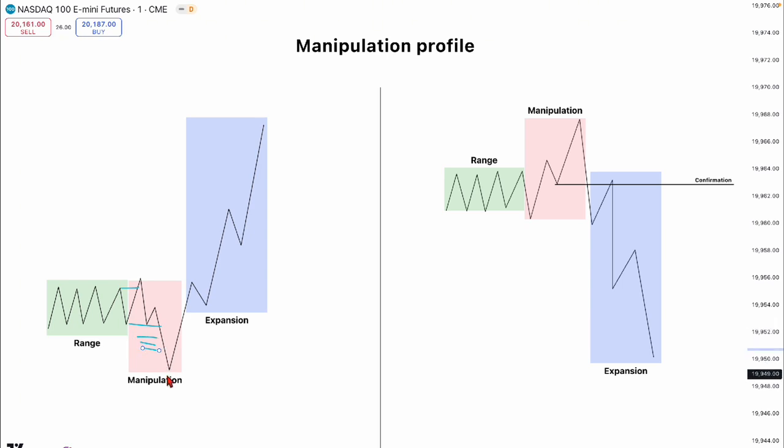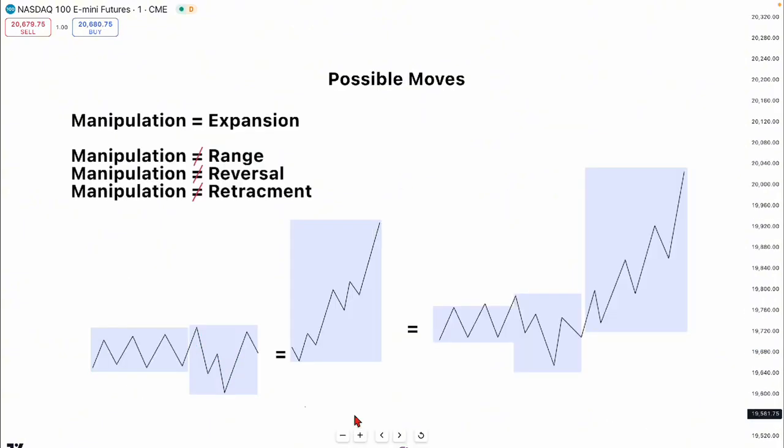A practical solution is to wait for the manipulation profile to end before entering an expansion profile, using a confirmation such as a swing high or low breach or an order block formation. Once this confirmation occurs, you can enter with confidence as the manipulation phase ends and the expansion phase begins.